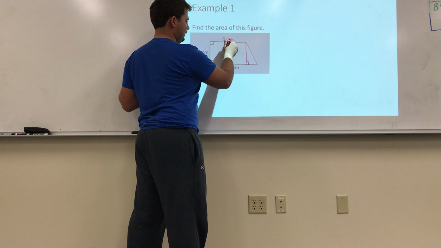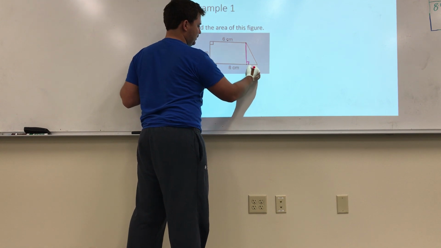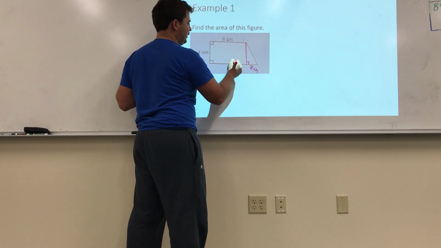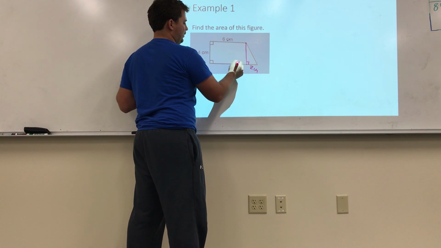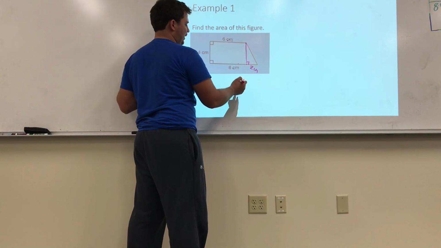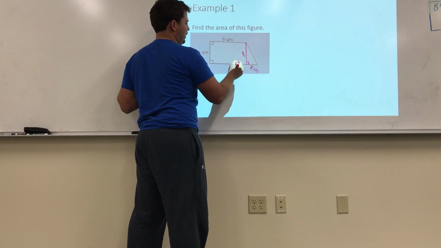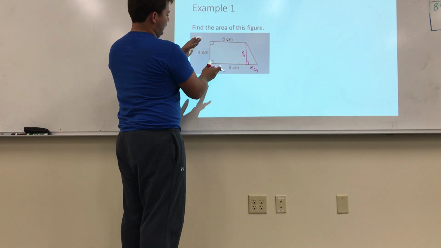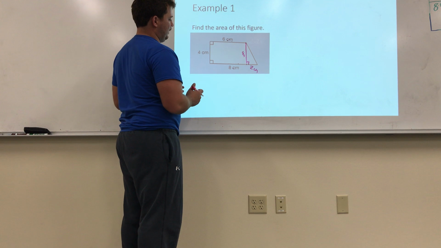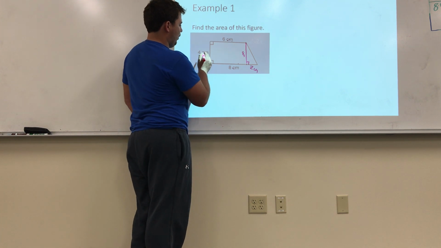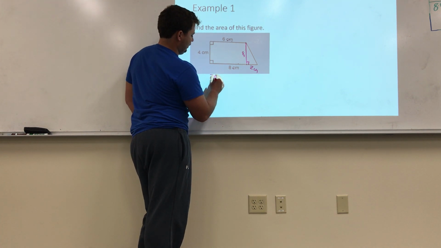This length here is 6, which would mean this would be 2 centimeters, because I would take this minus that, because this side and this side are now the same, which leaves me 2. Now, this is still going to be 4 centimeters. So, I'm going to find the area of this rectangle first. I'm going to take 4 times 8, which should give me 32 centimeters squared.